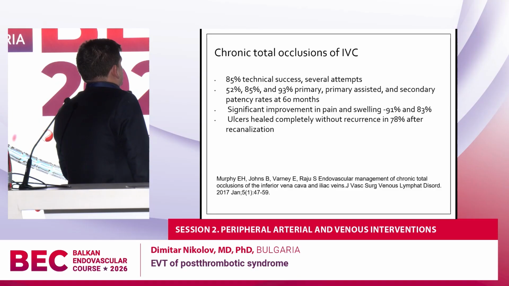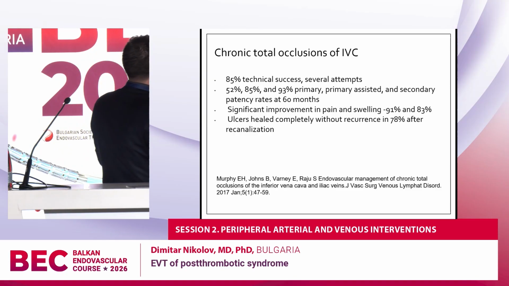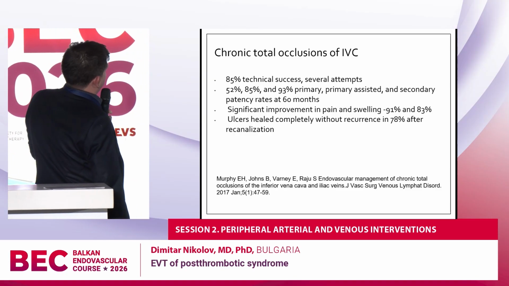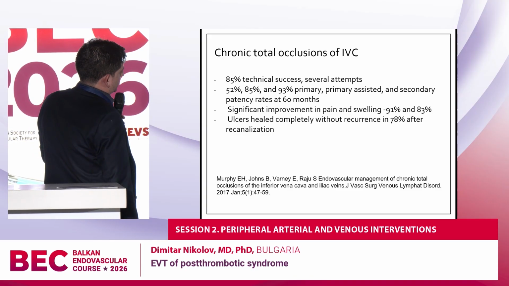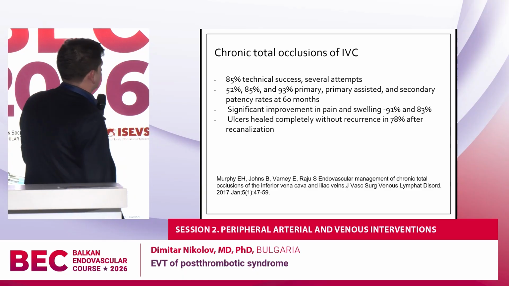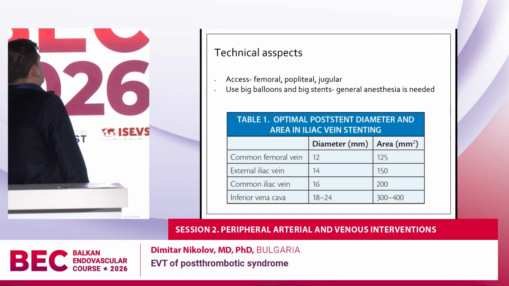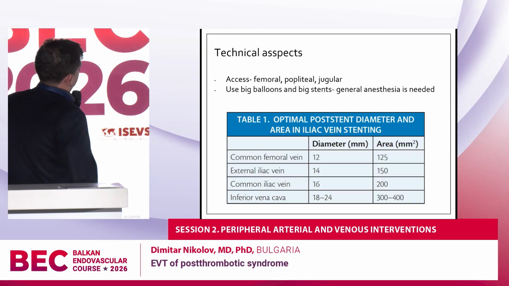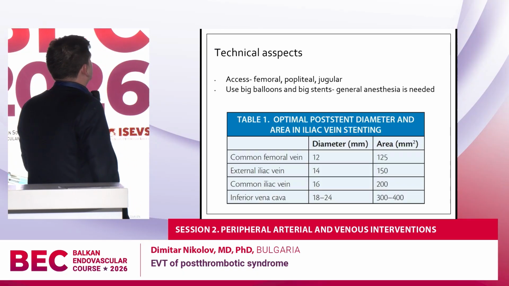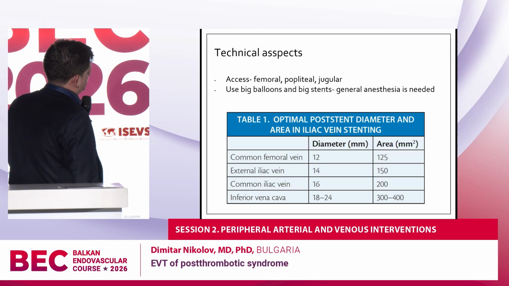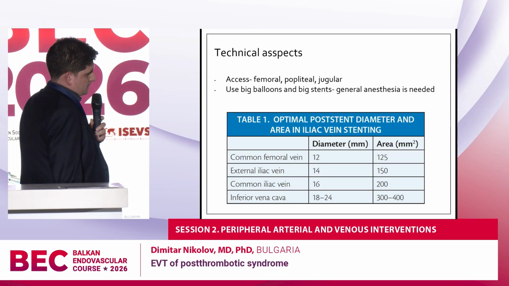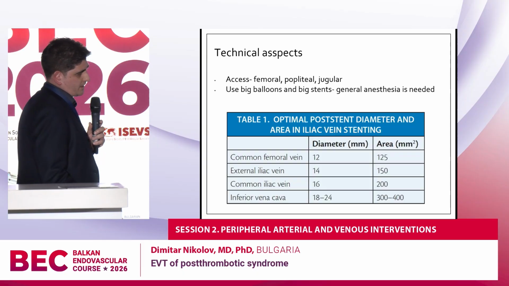For chronic total occlusions of the IVC, there is 85% technical success, up to 93% for primary assisted and secondary patency rates at 16 months, significant improvement of pain and swelling, and complete ulcer healing without recurrence in 78% after recanalization. These are the technical aspects. We have femoral, popliteal and jugular access. We should use big balloons. These are the sizes of the different veins, and that's the minimal. The perfect way is to measure it by IVUS.